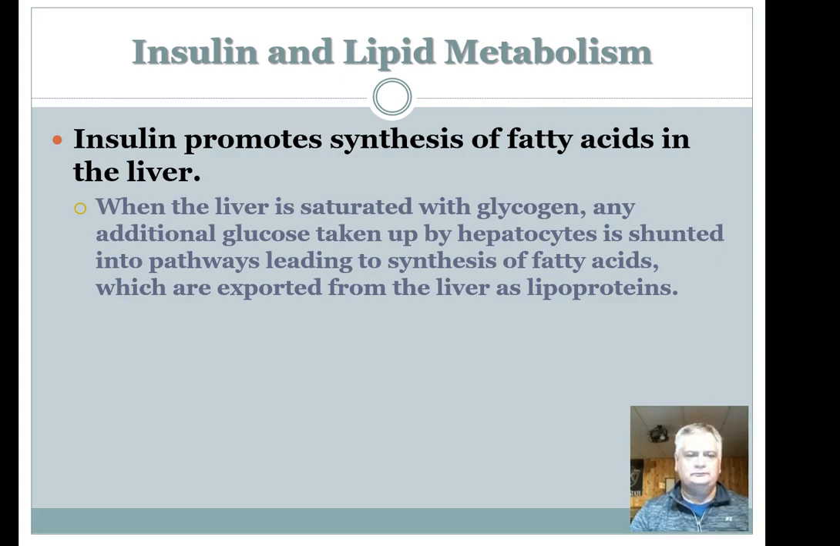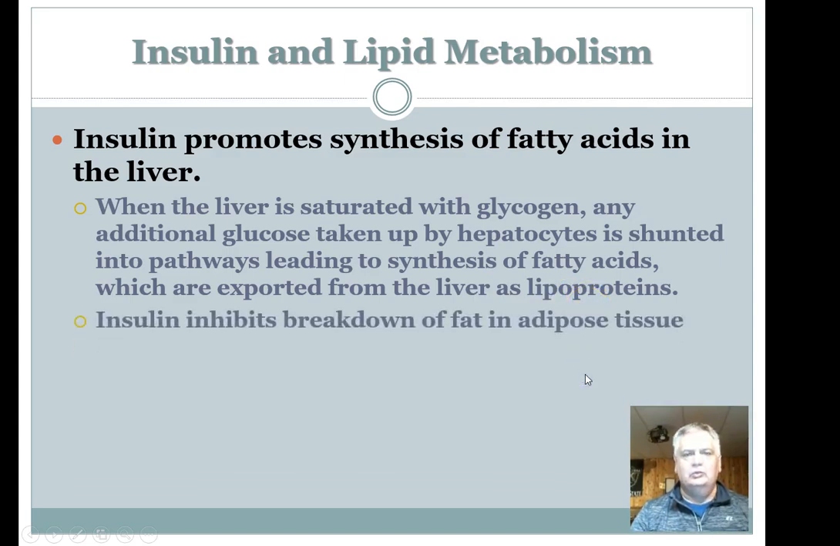What happens? Any additional glucose that's taken up by the hepatocytes is going to be shunted into pathways that lead to the synthesis of fatty acids. In other words, the hepatocytes are going to take the additional glucose from the glycogen and convert that glucose into fatty acids. Those fatty acids then are going to be exported from the liver, and they're exported primarily as lipoproteins. We'll talk more about lipoproteins in just a bit.